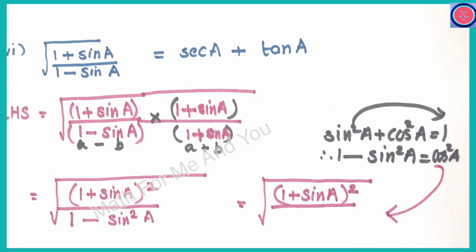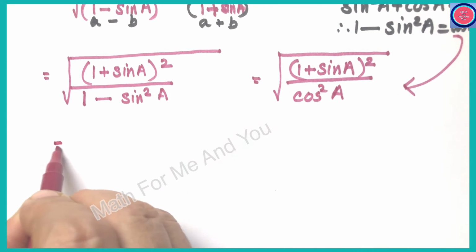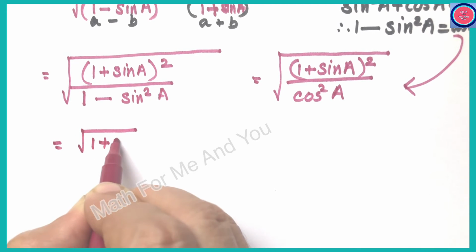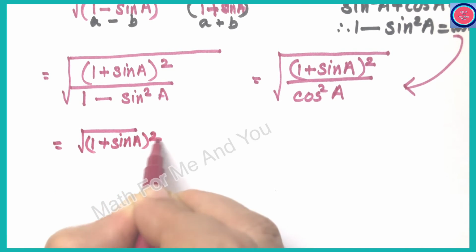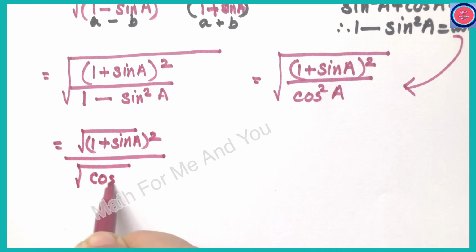Instead of 1 minus sin square, we are changing the denominator to cos square A. We are going to give the root separately to the numerator and denominator. So root of (1 plus sin A) the whole square is the numerator, and we give the root separately, divided by square root of cos square A.